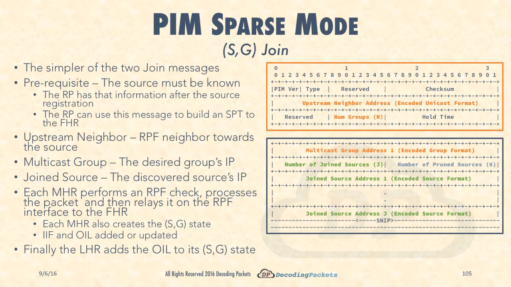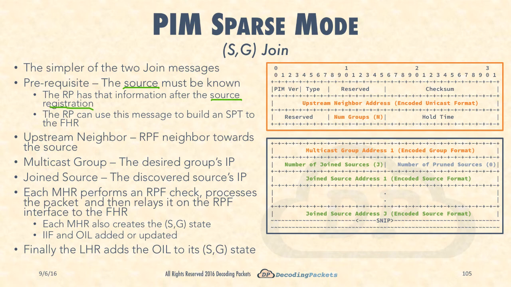That brings us to the simpler of the 2 messages, which is the S, G join. Now, there is a prerequisite for the S, G join, and that is, if you said that the source must be known, you're absolutely correct. For all of the S, Gs, you must really know the source that you need to receive the stream from. Fortunately, our RP has that information after the source registration has taken place. So after the source registration, the RP knows about this information.